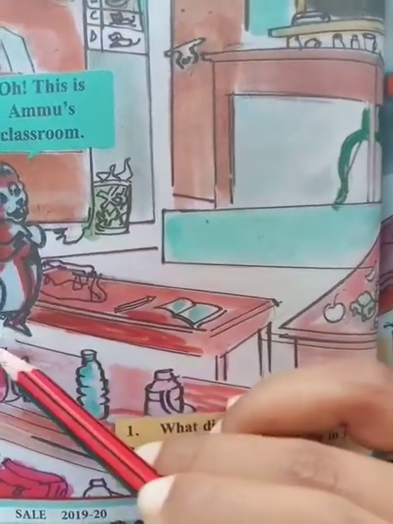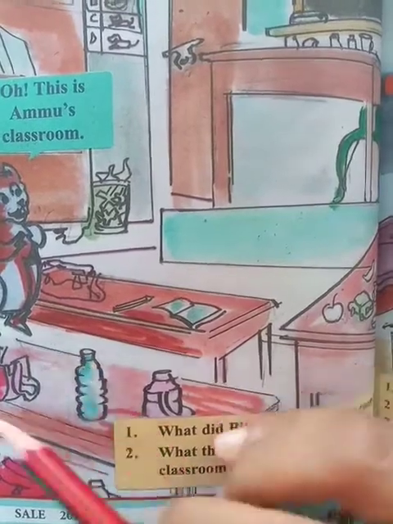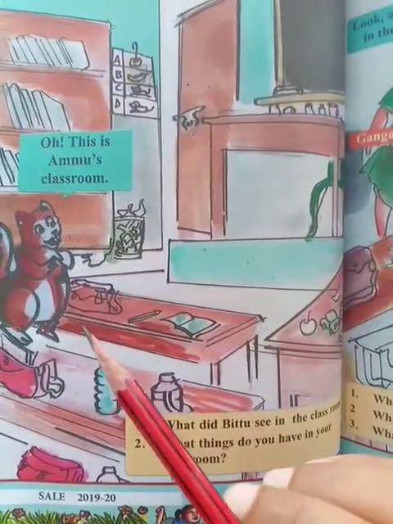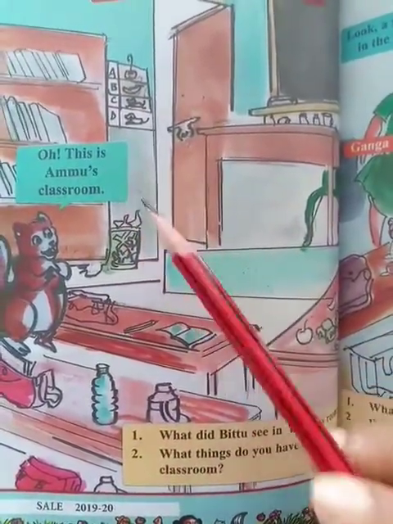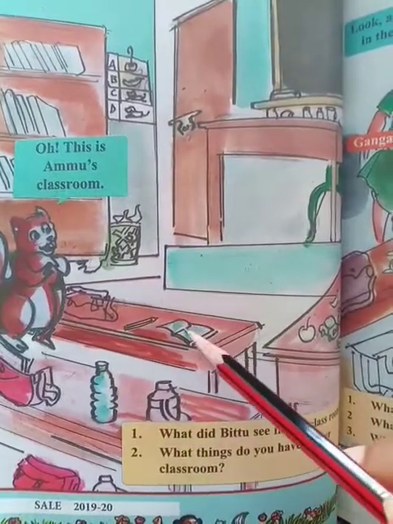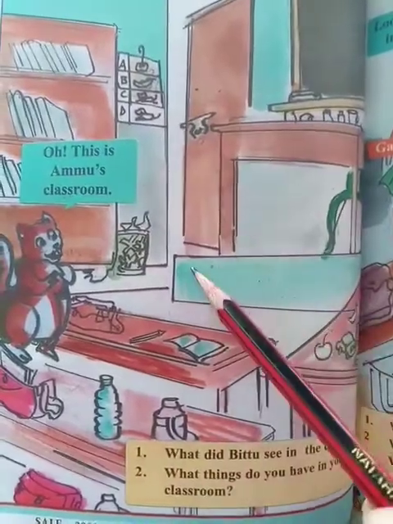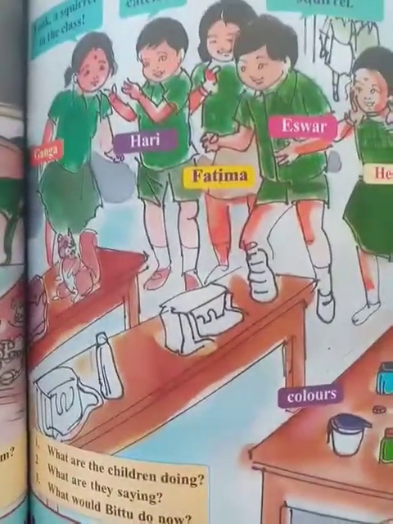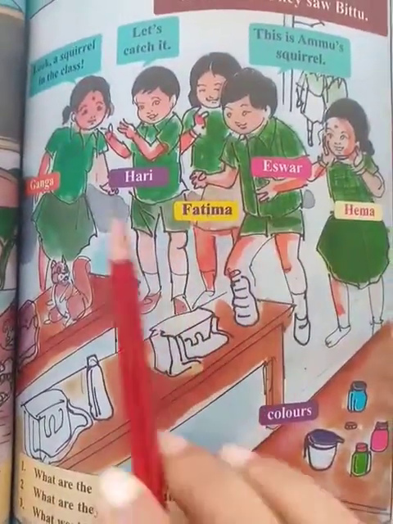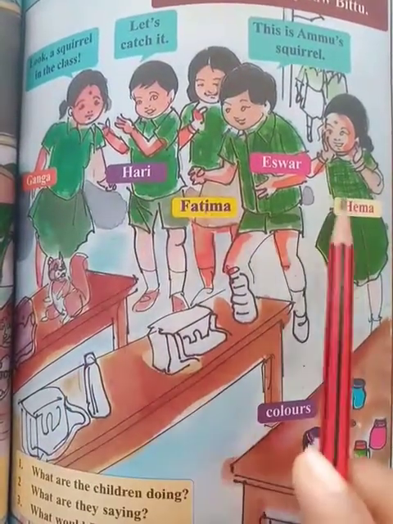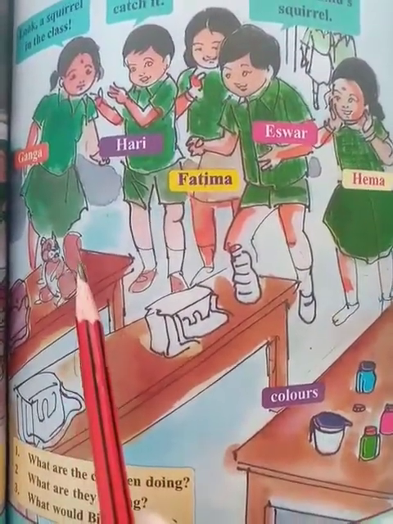Here, Bittu comes out from the bag and he looks at the things around. What are there? Everything. See, benches, desks, books, bottles, pencils, bags, everything, right? Yes, next. Here, Ammu's five classmates are catching the squirrel.